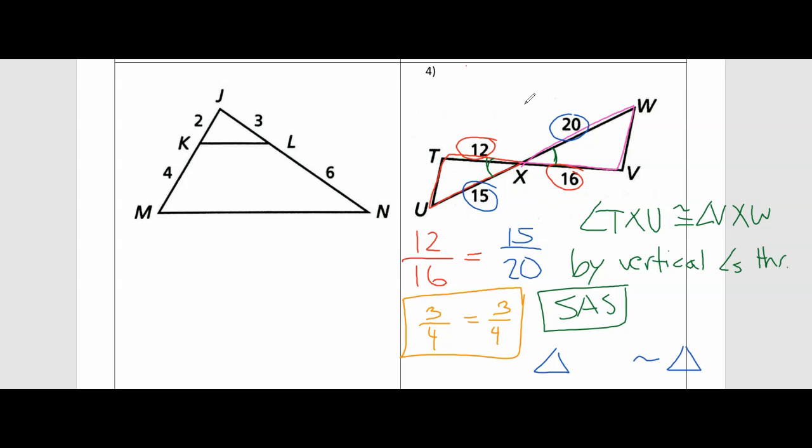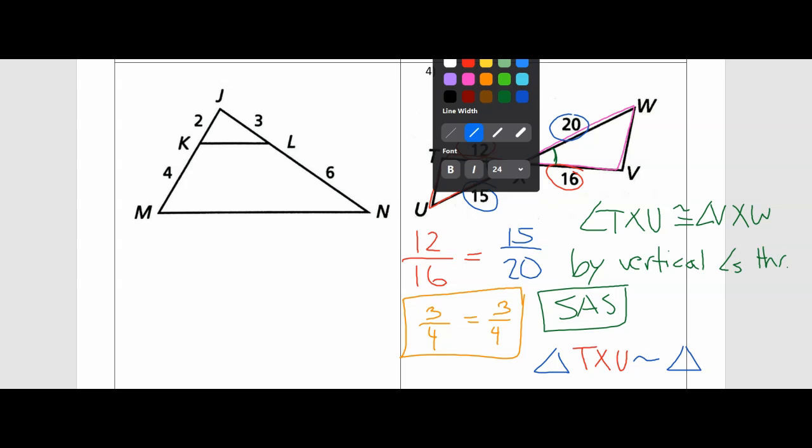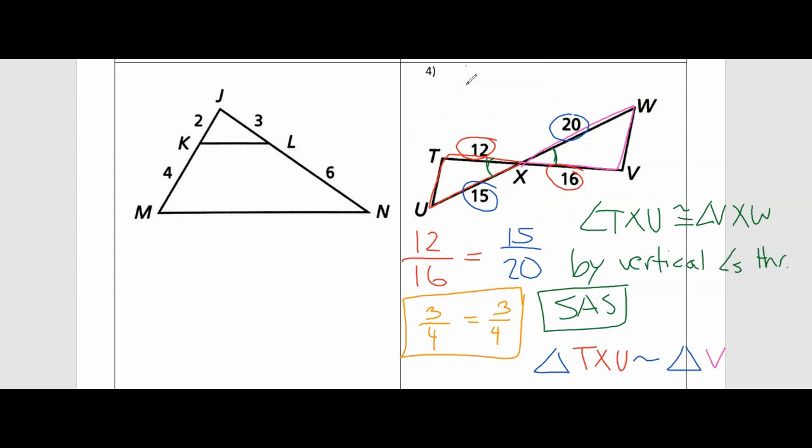So I'll start with the red triangle. We'll do TXU. Now remember, side TX was corresponding with VX. So if TX comes first, that means VX is coming first for the pink triangle, so VXW. And there is our similarity statement.